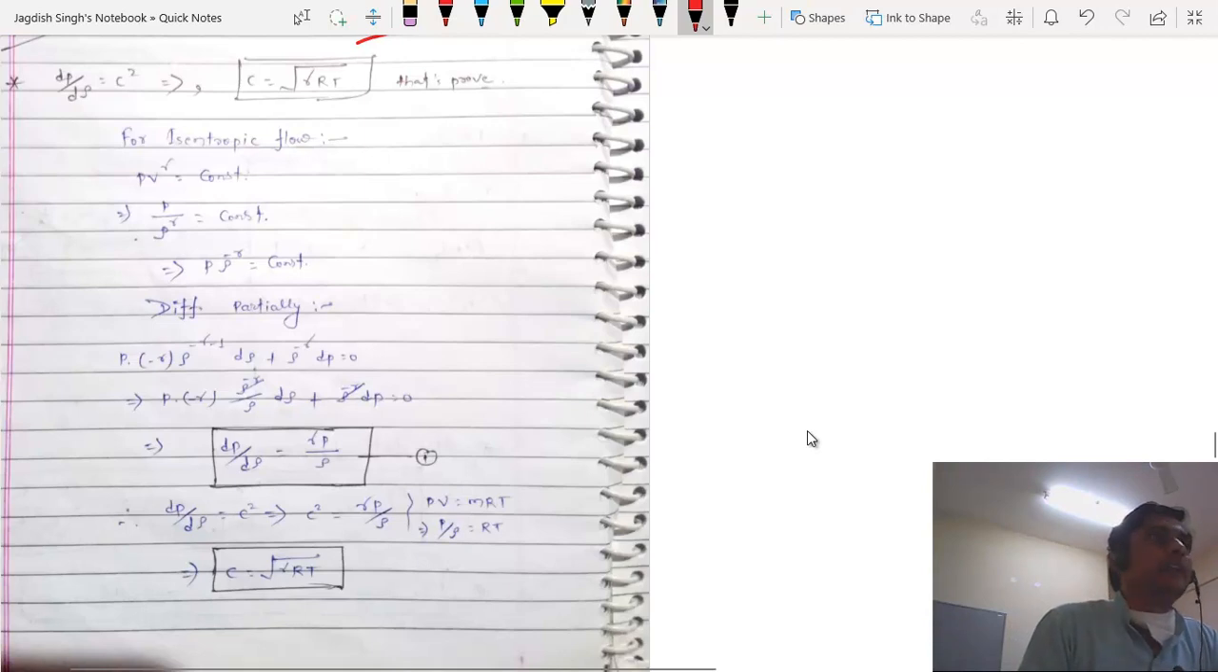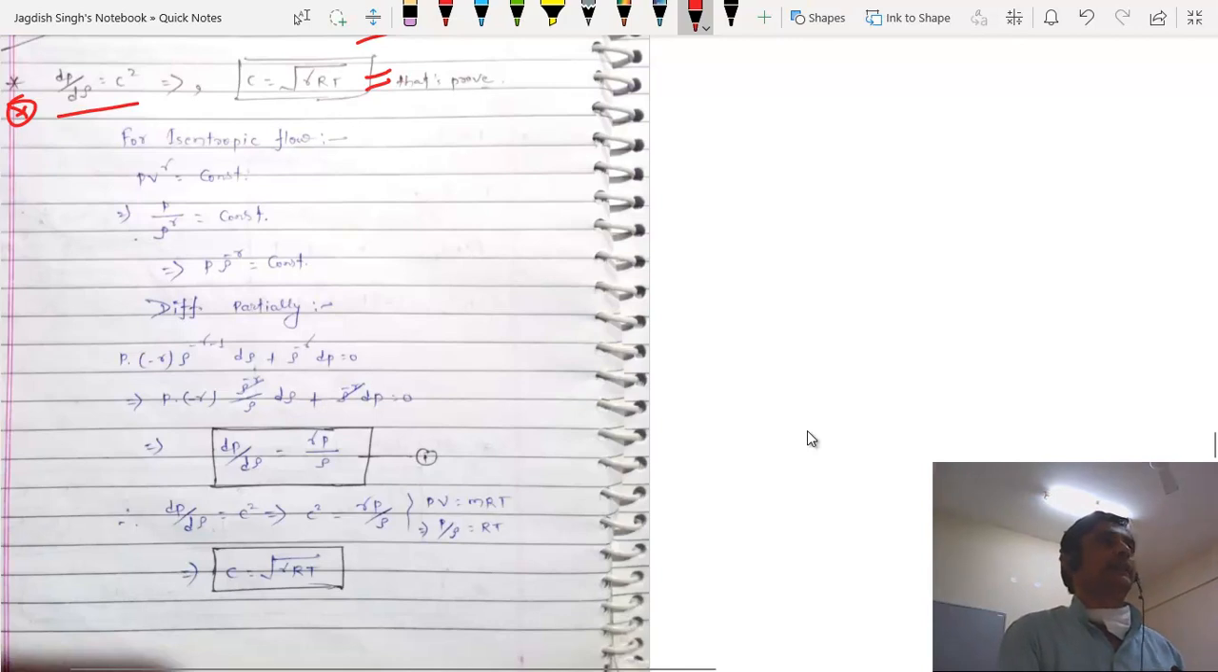We have to prove that C is equal to square root of gamma RT. This has been asked several times in examinations. If dP by d rho is equal to C square, then prove that C is equal to the square root of gamma RT, where C is the velocity of sound wave. This is very simple.